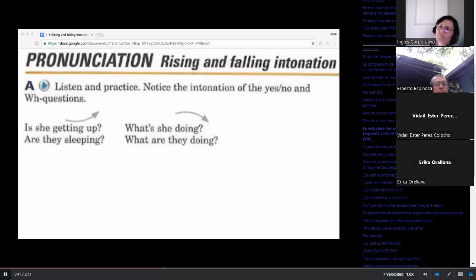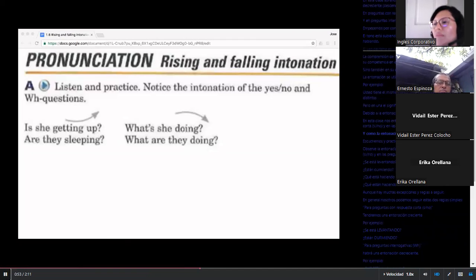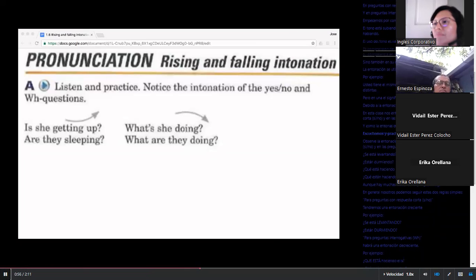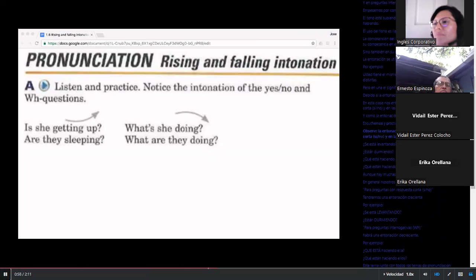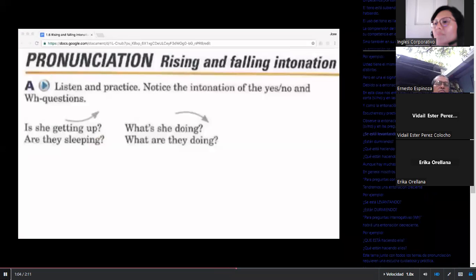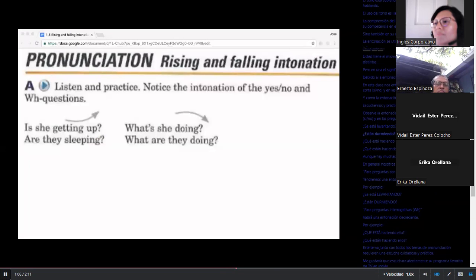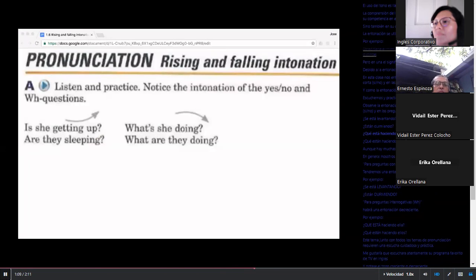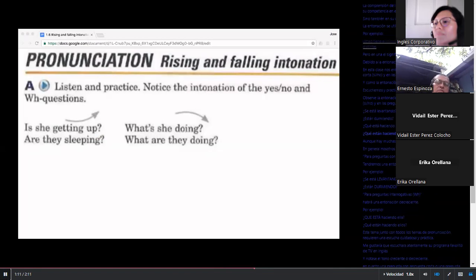In this class, we'll focus on yes or no questions and WH questions and how intonation gives meaning. Let's listen and practice. Notice the intonation of yes or no and WH questions. Is she getting up? Are they sleeping? What's she doing? What are they doing?